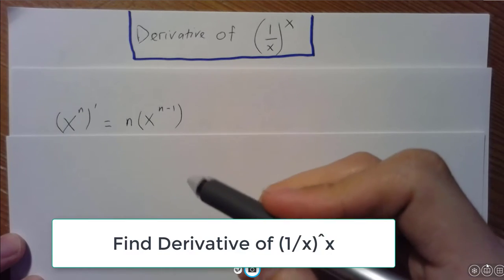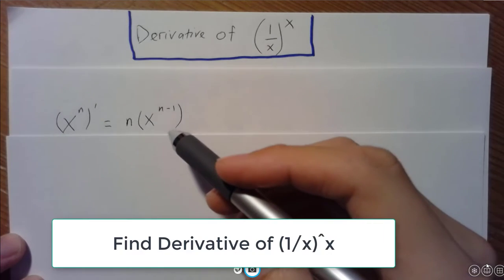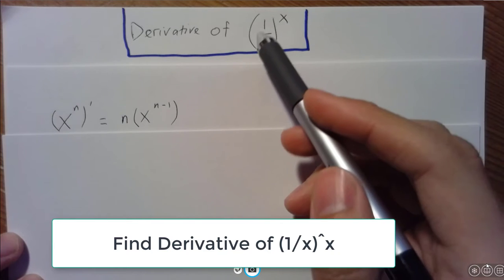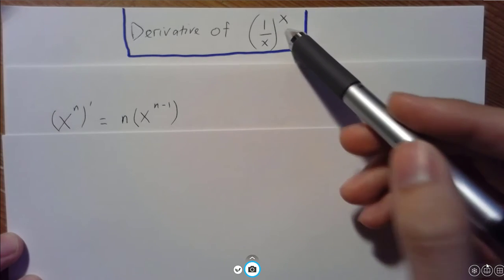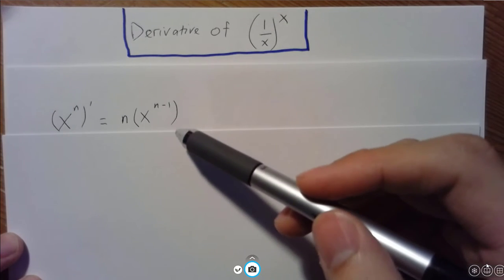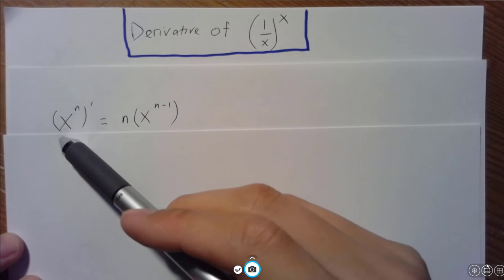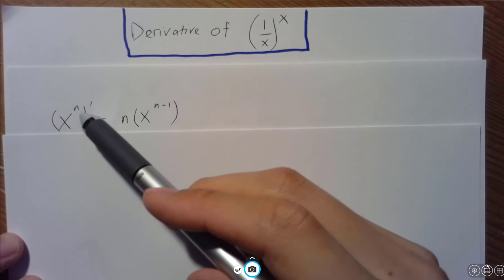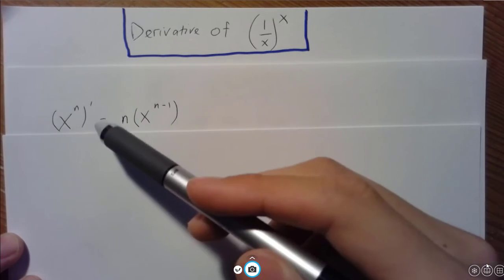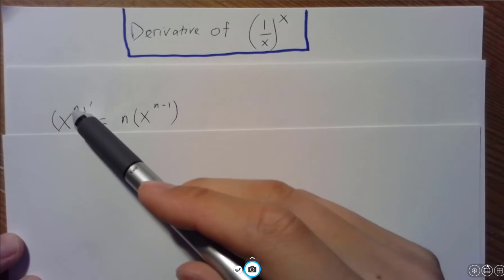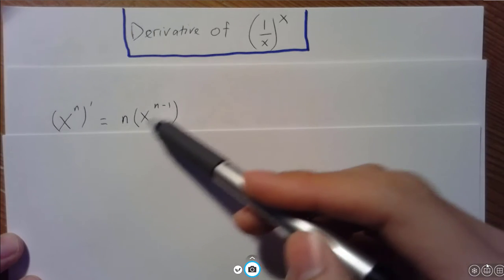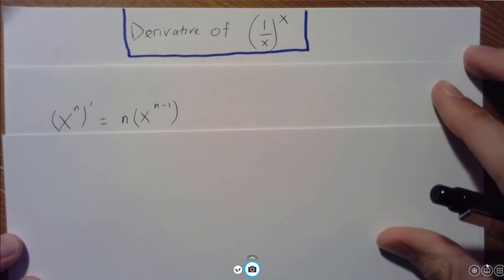Hi, in this video we are going over a procedure to find the derivative of the function 1 over x to the x power. Now let's quickly recall that for any power function x to the n power, when you take the derivative function, all you do is use the power rule: we bring down the power n and then subtract 1 from that. That's very easy.